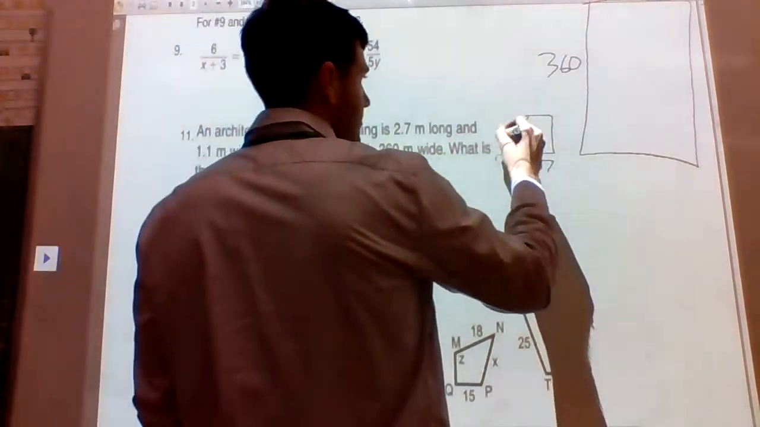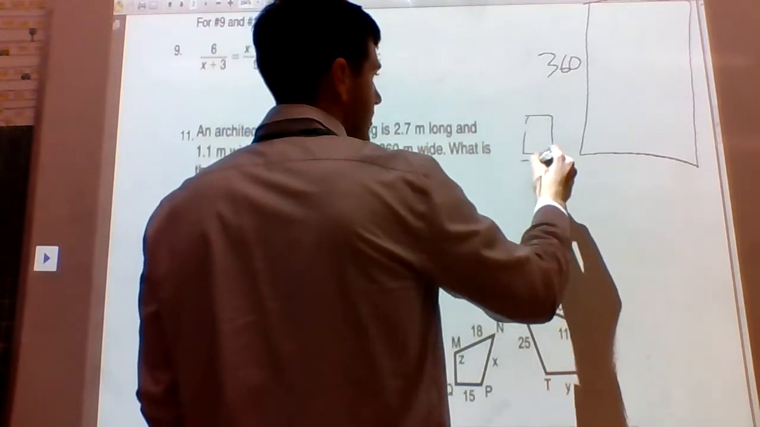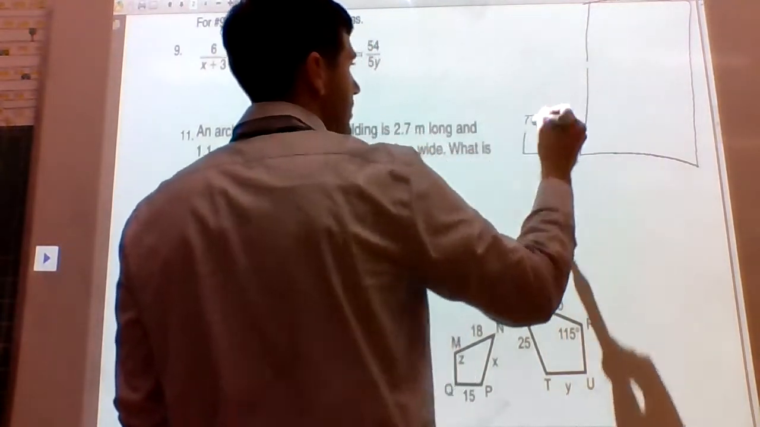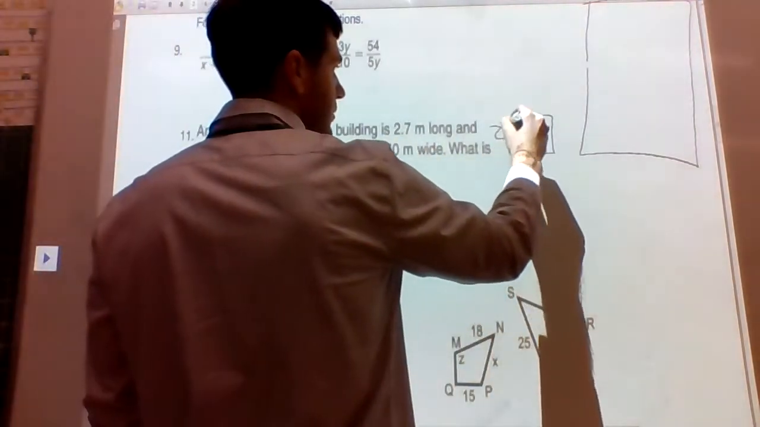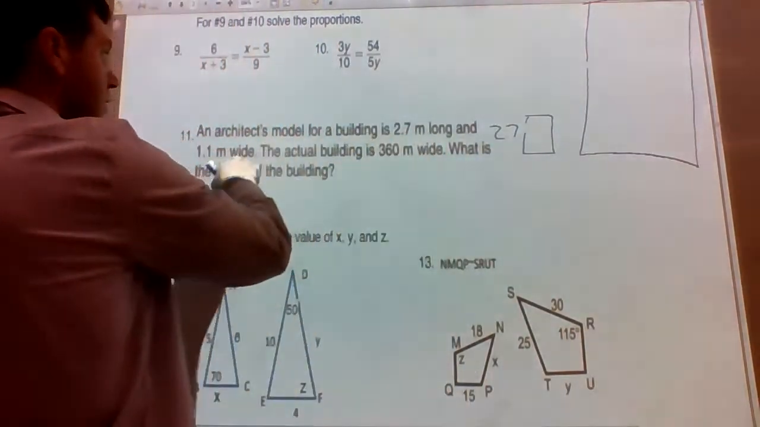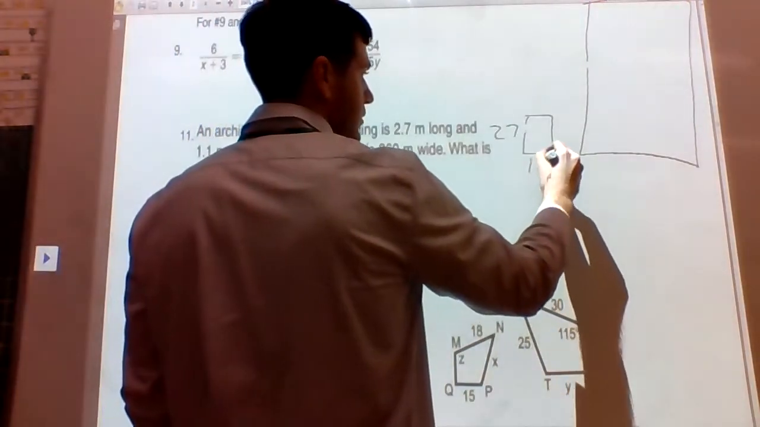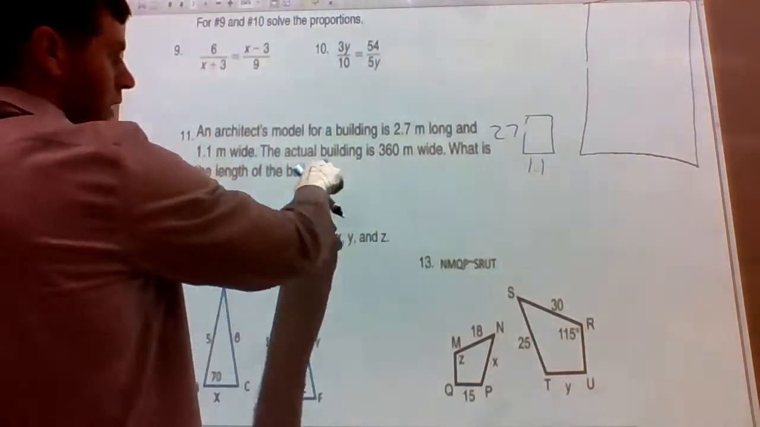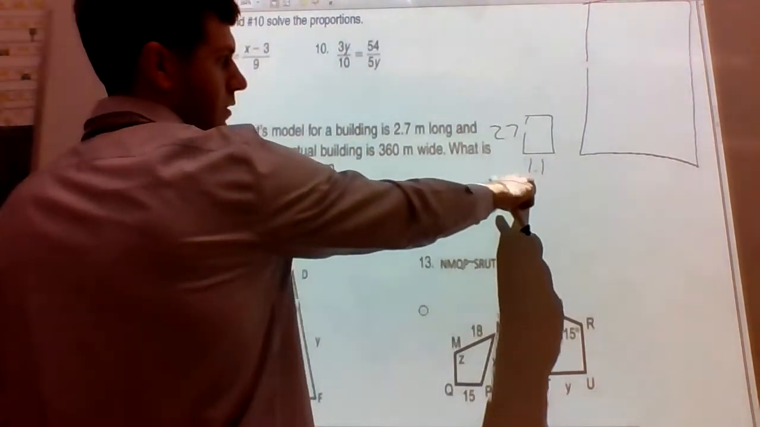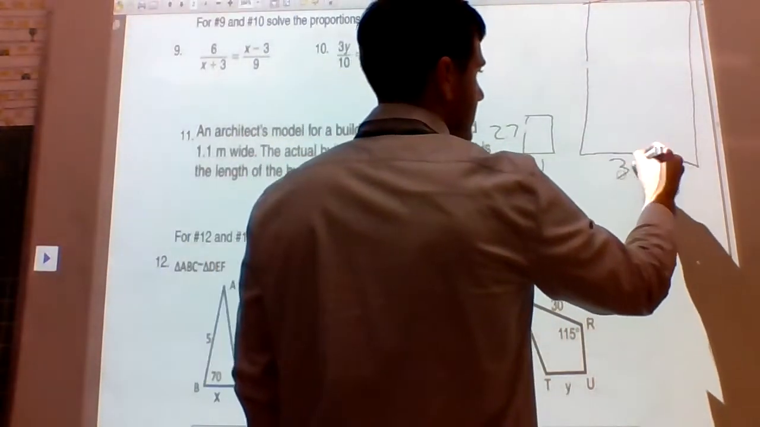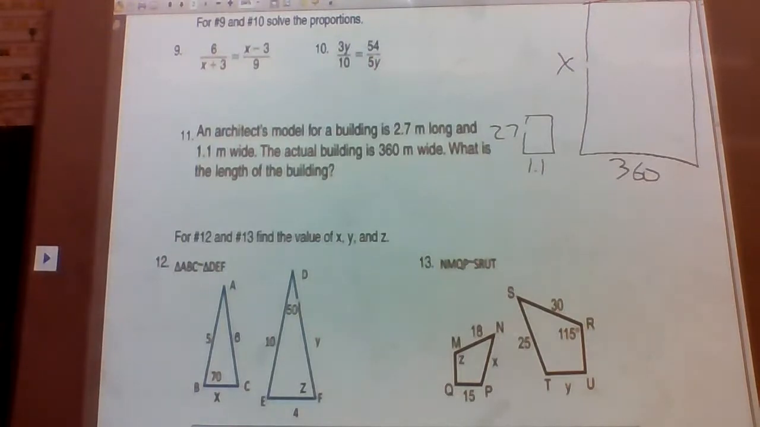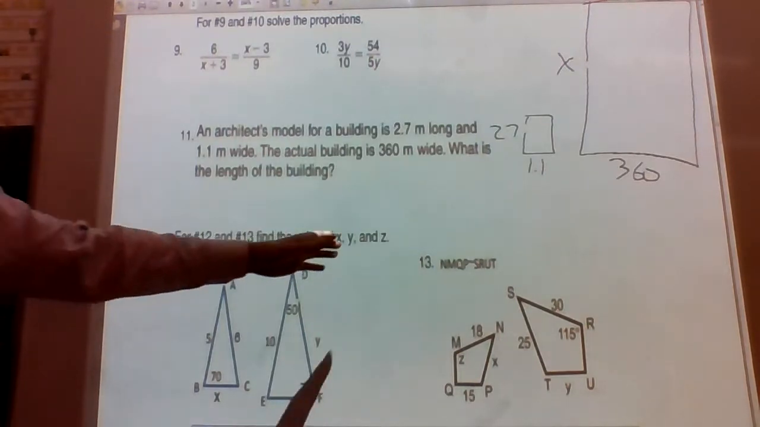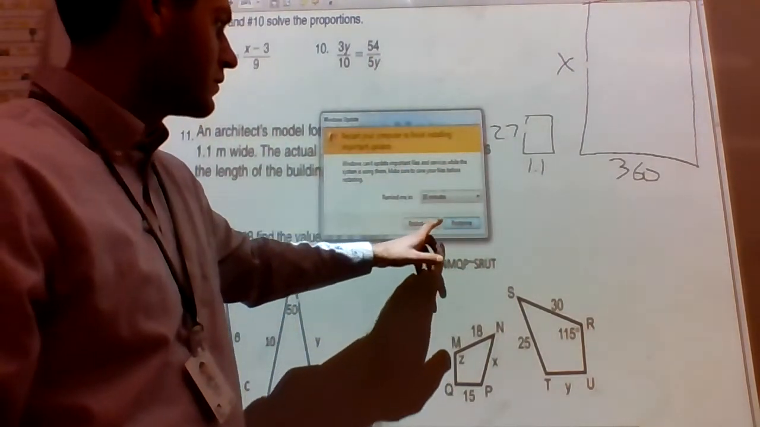So if we want to switch them, just to make it simpler, let's say, because it's a bit confusing here, 2.7 meters long and 1.1 meters wide. The actual building, because we said this was the wide side, so now we're going to say this is 360. How long is it? So length or height is what we're going to call that way. I mean, it really doesn't matter how you do it as long as you are consistent.